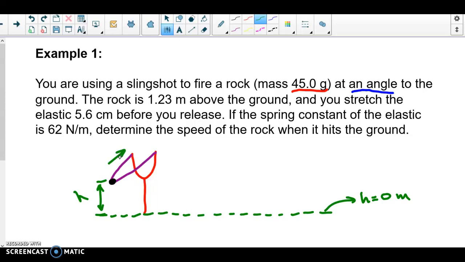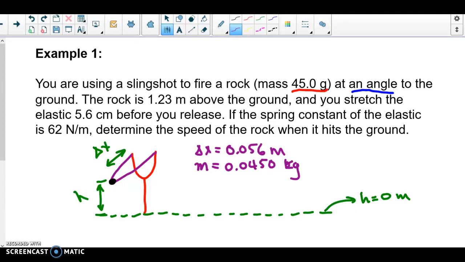And I'm told that when I stretch the elastic, it's got some stretch of delta x. That delta x was 5.6 centimeters. But don't forget, whenever I'm using the equation for elastic energy, delta x is always in meters. So I want to make sure that I remember to convert that to meters. Since I'm on conversions, I've got a mass in grams. I need to make sure that I always convert that to kilograms as well.